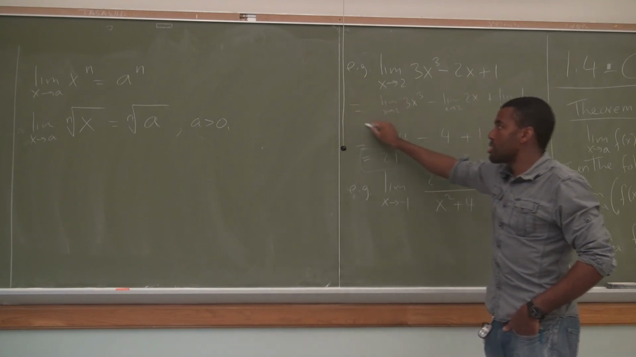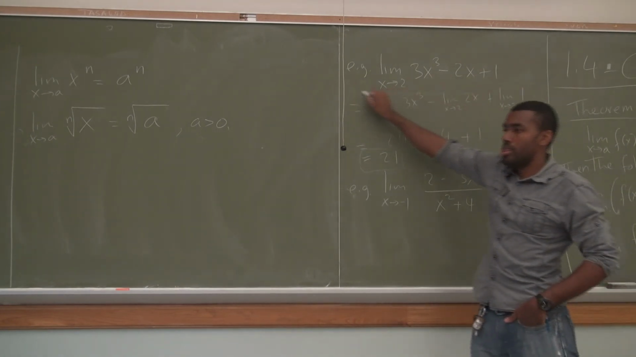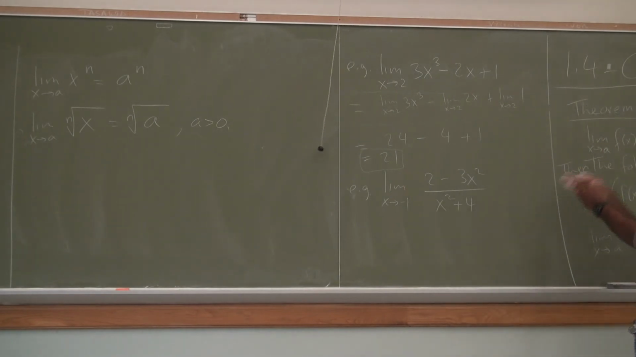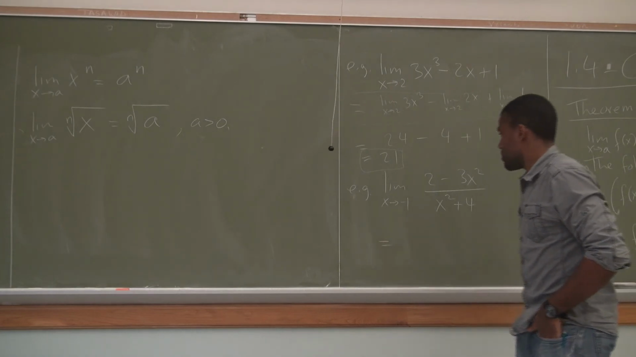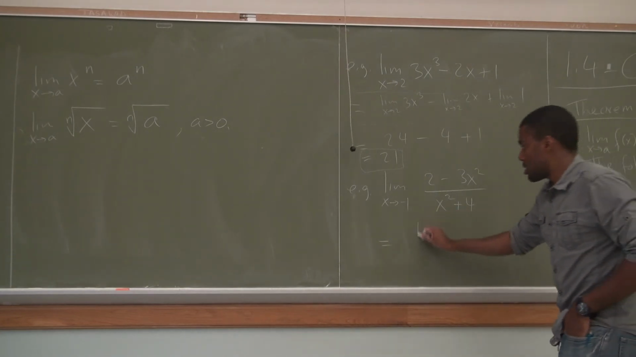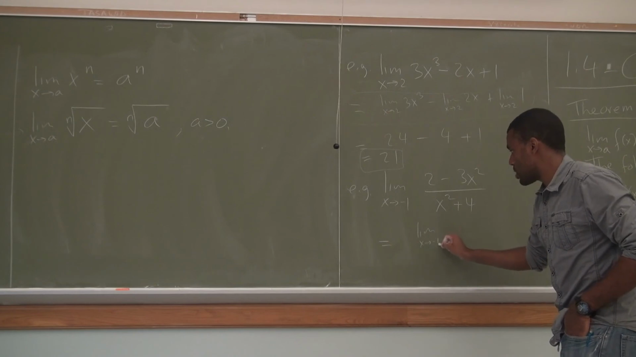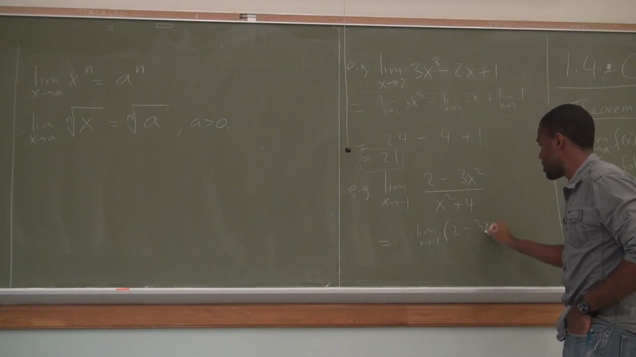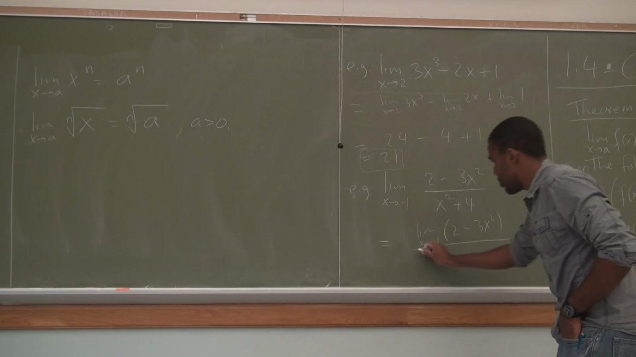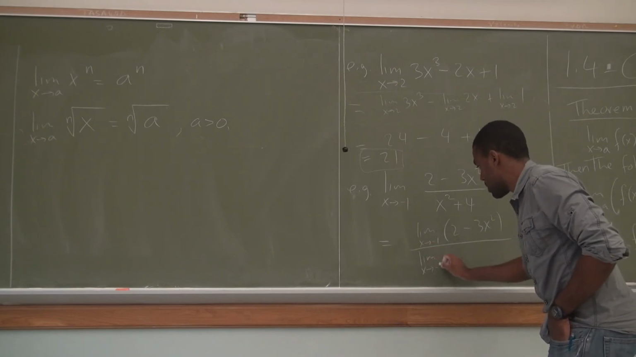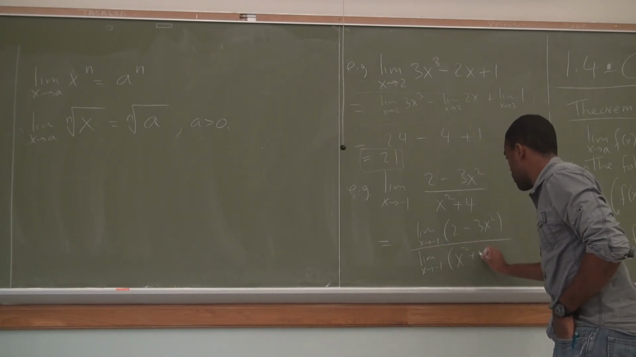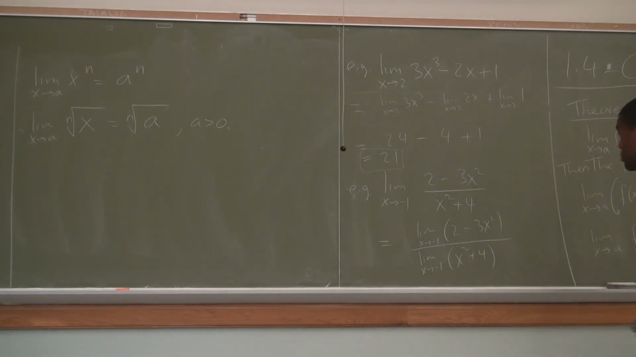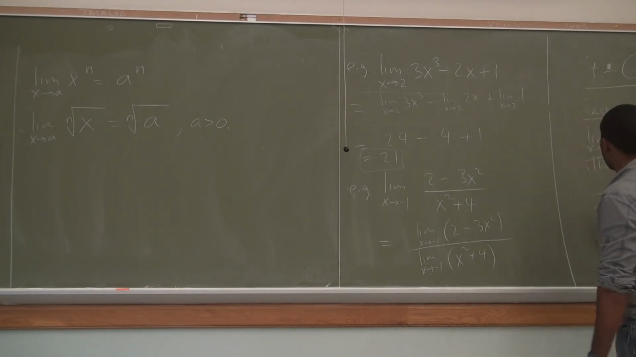Technically, you don't have to write this. Like, if you don't write this, I'm not going to care. But you should know that that's what's happening. You know, just apply it to each term. This one, notice that you can take it to be the limit as x approaches minus 1 of 2 minus 3x squared over the limit as x approaches minus 1 of x squared plus 4. This is not 0, right, which is an important thing to happen. So all you do is you take the limit of each, the top and the bottom, and you divide.